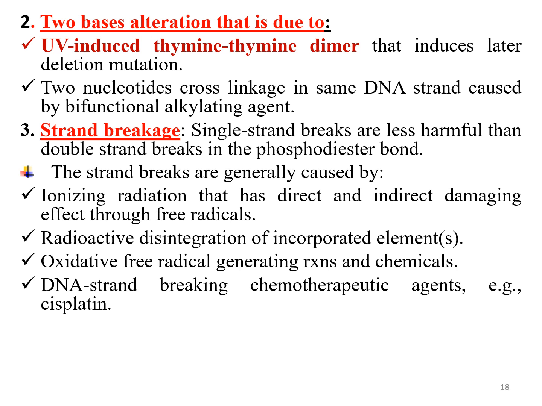The third type of mutation is strand breakage. Here, single strand breaks are less harmful than double strand breaks in the phosphodiester bond. Strand breaks are generally caused by ionizing radiation, which has direct and indirect damaging effects through free radicals, radioactive disintegration of incorporated elements, oxidative free radical generation reactions, and chemicals, DNA strand breaking chemotherapeutic agents like cisplatin, which is an anti-cancer drug. Especially this cisplatin can be what?